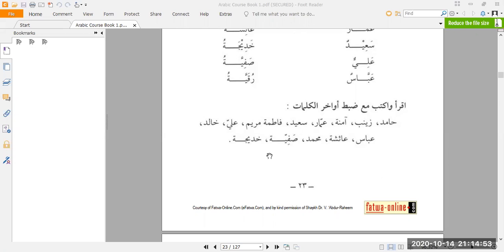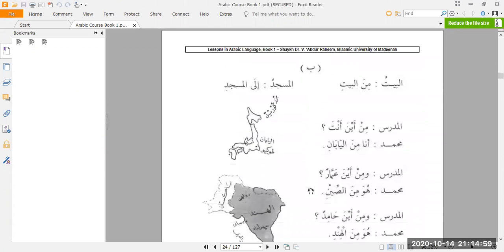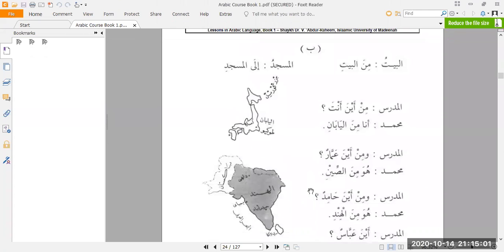So therefore, obviously, you would not be giving it tanween. Anyhow, let's not stress the point too much and move on to our next portion. Now we're moving on to learning an additional two prepositions. We learned two of them before, and we're learning an additional two now. So this is ba, subchapter B.